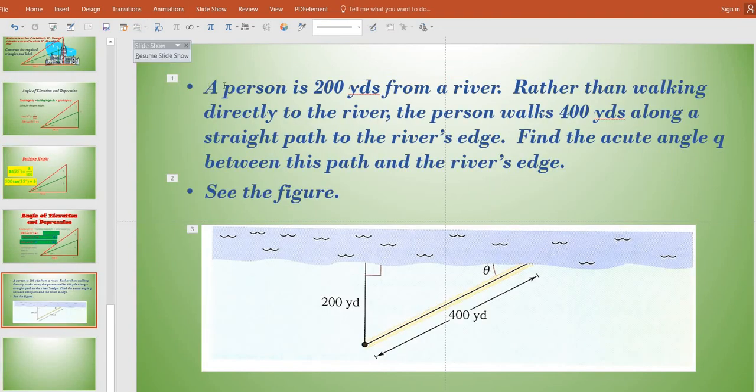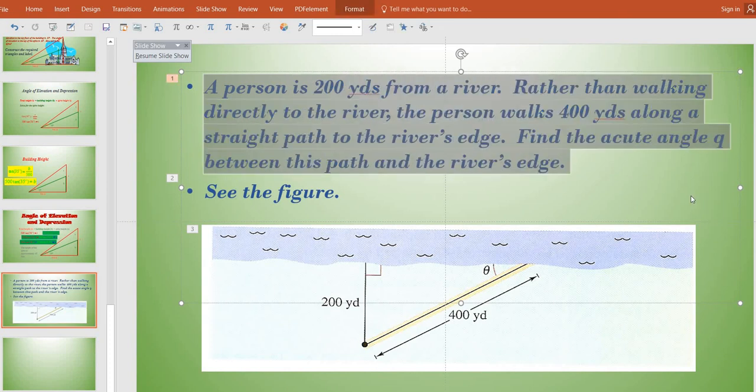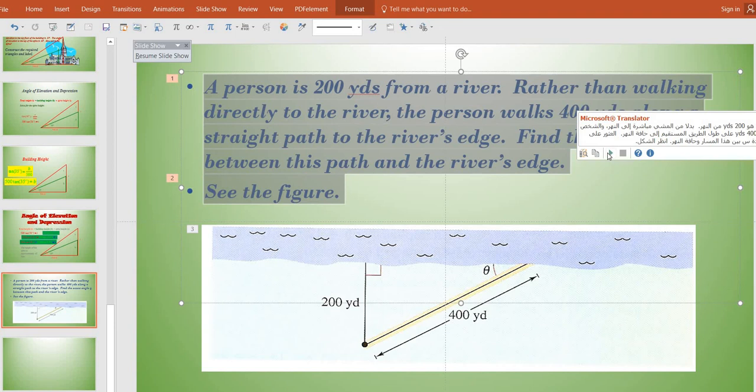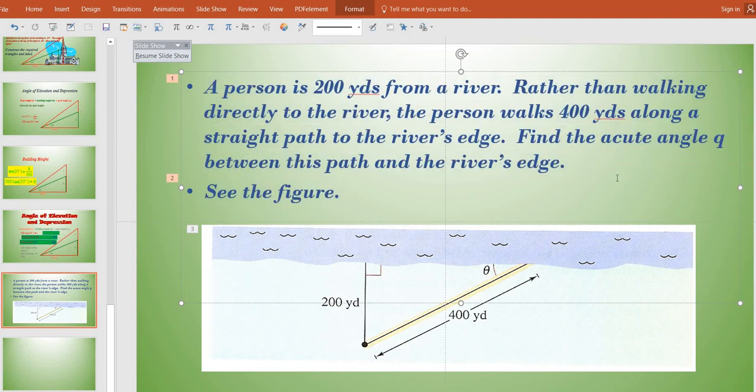Let's go to the last one. A person is 200 yards from a river. Rather than walking directly to the river, the person walks 400 yards along a straight path to the river's edge. Find the acute angle theta between this path and the river's edge. See the figure.